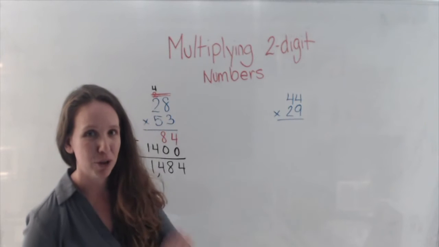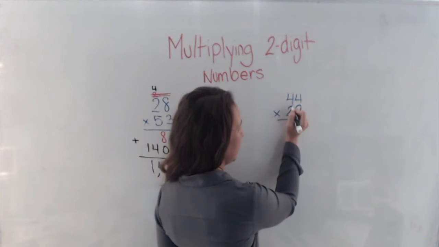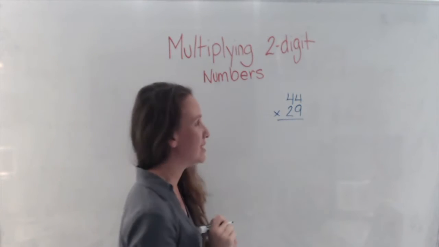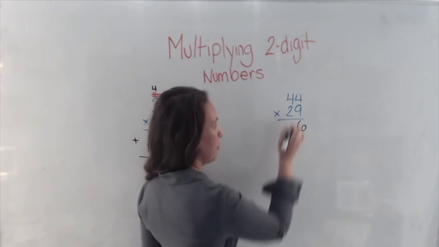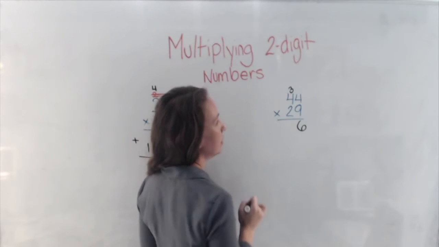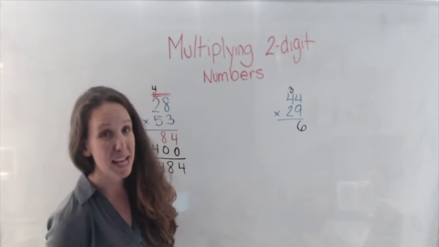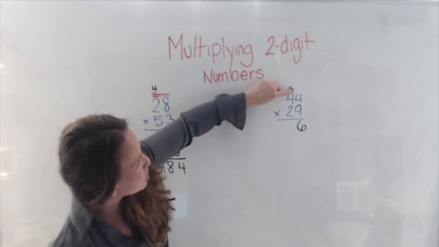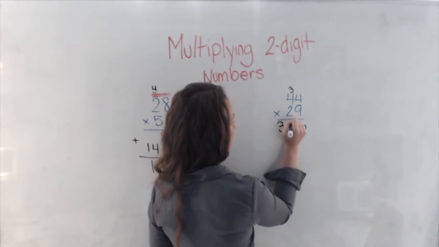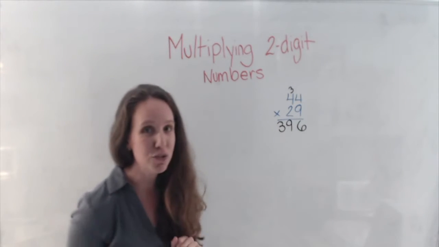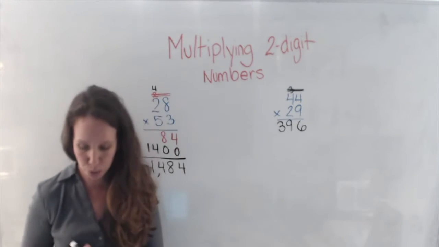Just like before, I'm going to only look at my ones, which is my 9. So let's pretend that 2 doesn't exist. 9 times 4 is 36. So I put my 3 up here. And again, 9 times 4 is 36. But then I still have those 3 more. So 36 plus 3 is 39. Once you've done your ones column, cross off anything that you raised.